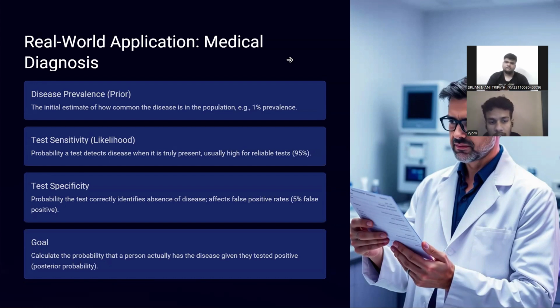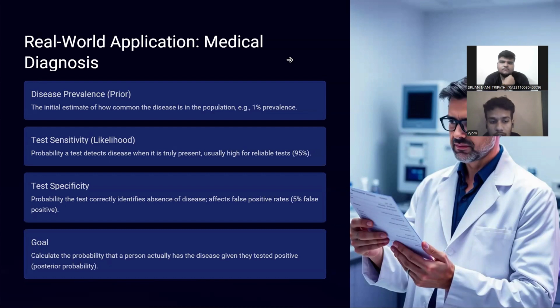Then we have thirdly, test specificity. This indicates the probability that the test correctly identifies the absence of disease, such as false positive rates. The rate for this is very low, such as 5% and lower.